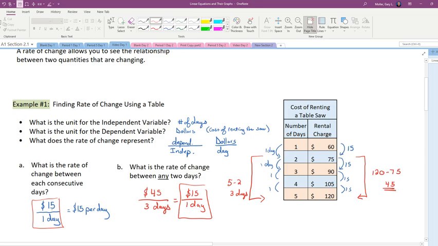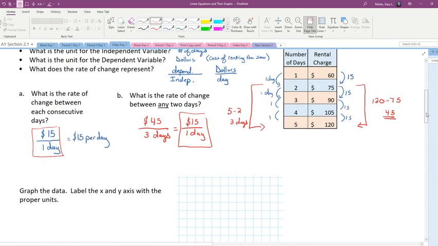So when we're dealing with something called a linear equation, that will always happen. The rate of change is consistent the whole time. So whether or not you look at it day per day, or you look at the total, or any set of data, it should come out to be a rate of change that stays consistent.